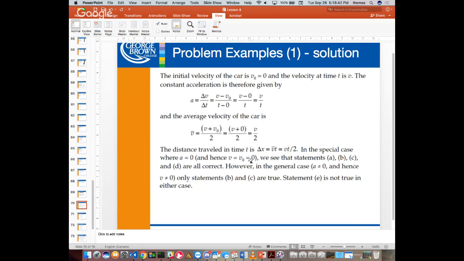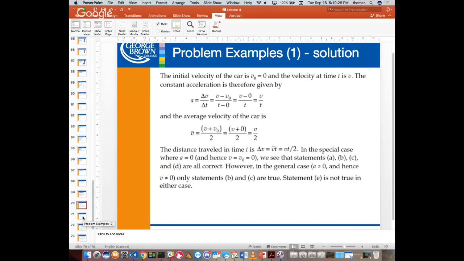The distance traveled in time is the change in x, right? Which is equal to the average velocity times the time, or vt, velocity times time, divided by 2. And it says in the special case where acceleration is 0, and hence initial velocity is equal to the final velocity, we see that the statements A, B, C, and D are all correct, right? So it's all true. Except for the one that says they're not true, E, or whatever it is. So that's an example of something that you might get. You might get something like that. Say, here, is it true or not? True or false? Are these things true or not? Or A, B, C is true.